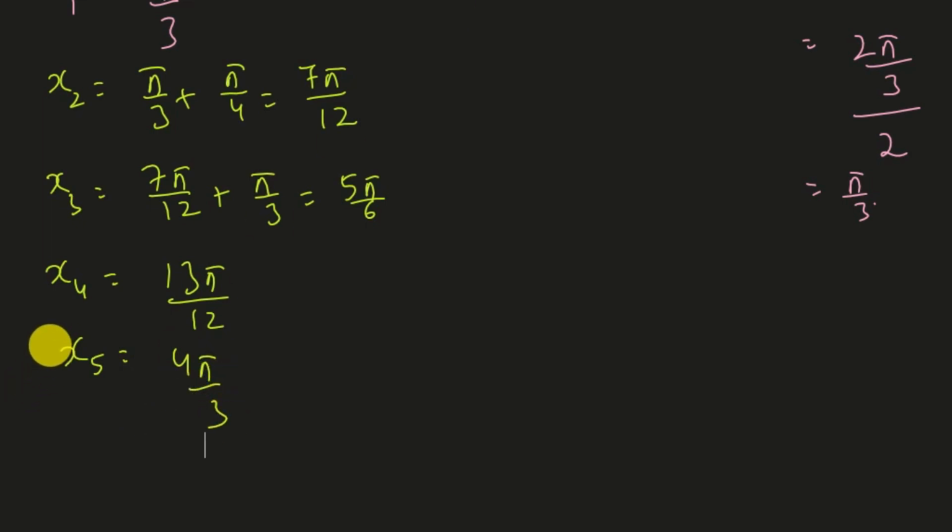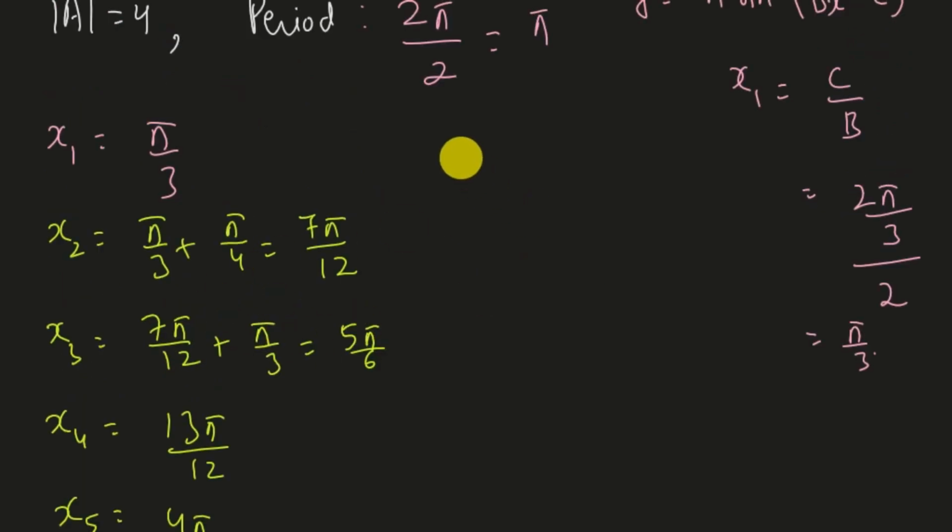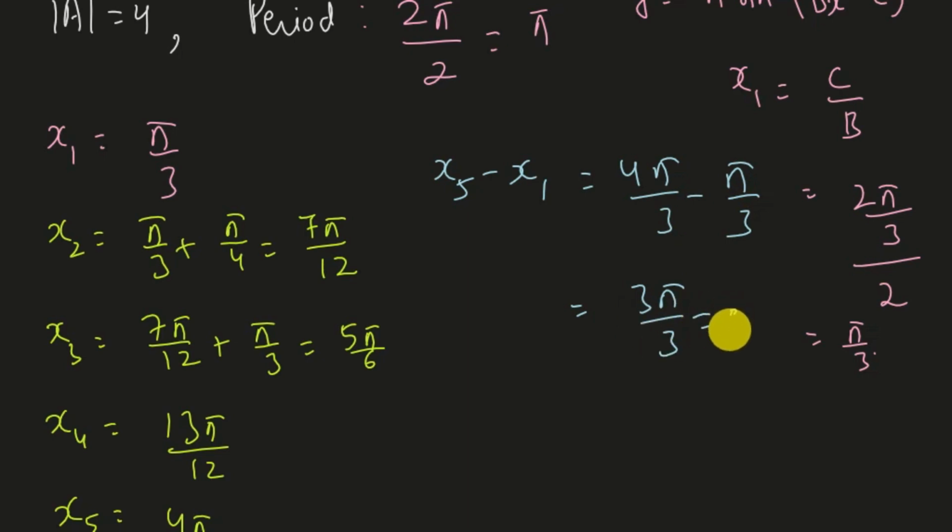Now many students have confusion whether these key points are correct or wrong. Just do one thing, take the difference between x5 and x1. So that is 4 pi by 3 minus pi by 3. So that is 3 pi by 3, which is pi. This 3 and 3 will cancel, so that would be equal to pi. Here the period is pi and the difference is also pi. That means the key points are absolutely correct.